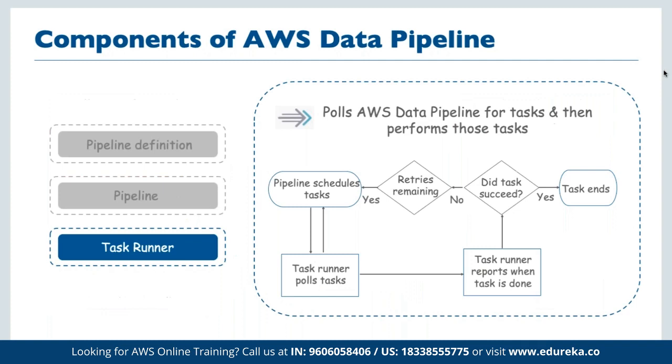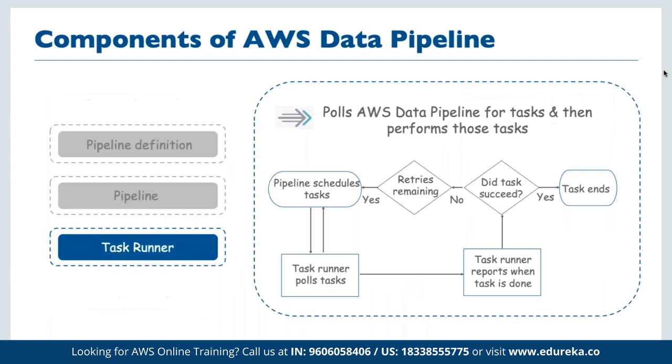Then we have to define the pipeline itself, where we can use the pipeline to run the task to perform defined activities. And here we have pipeline components, instances, and then we have attempts. That is, which pipeline components we are going to configure, or how many or which instances we are going to use for extraction, and the number of attempts. And then we have the task runner.